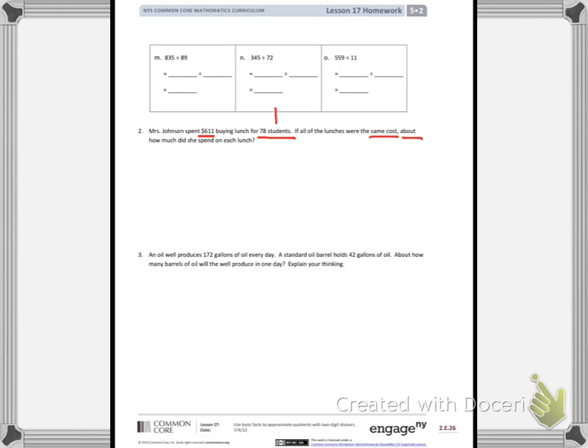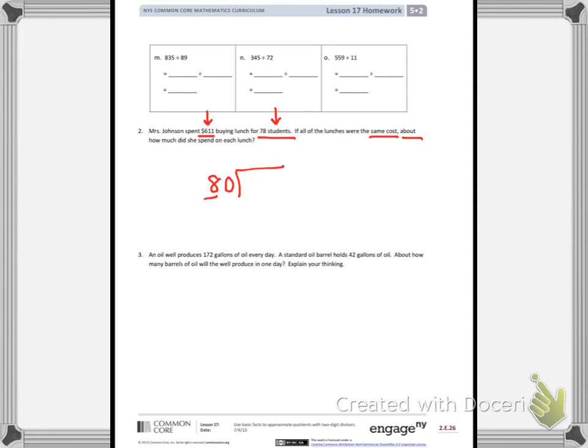The first thing we want to do is look at the 78, and we'll round 78 to the number 80. What we need to do is think of our multiples of 8. We want to find a number that we can round 611 to that we can do very easily in our head using the multiples of 8.